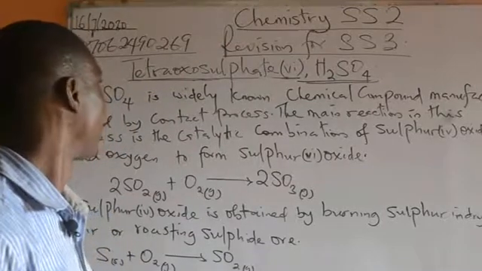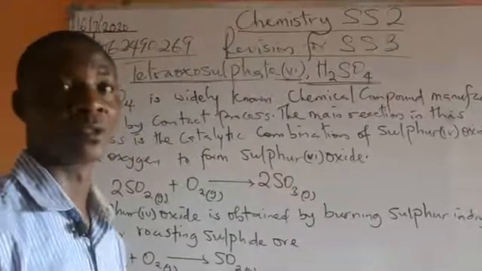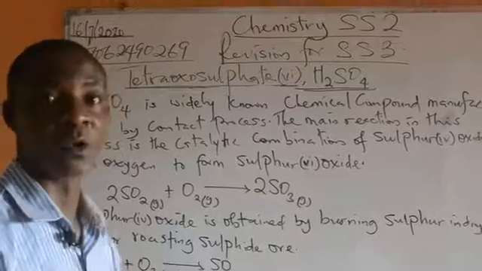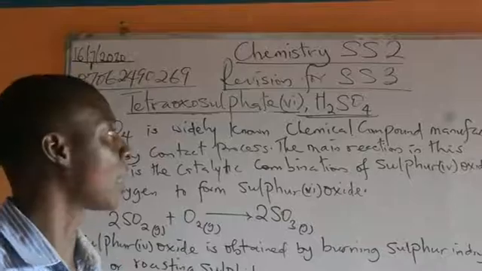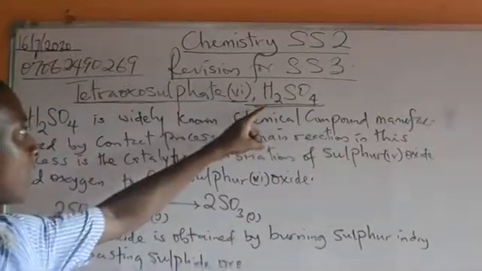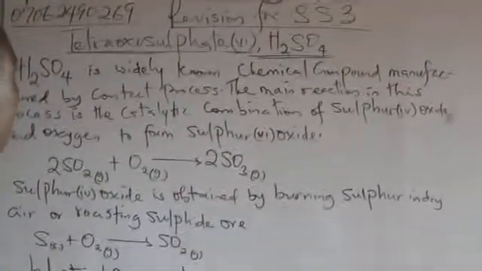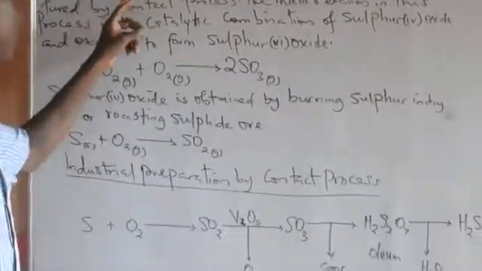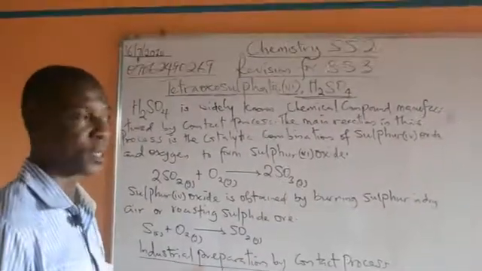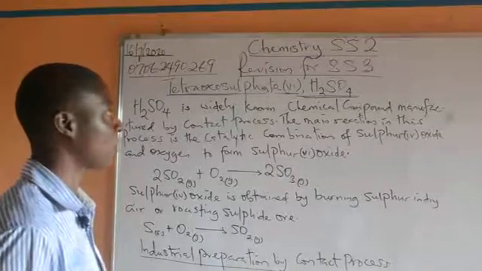So this week we are still on sulfur and its compounds. One of the compounds formed by sulfur is tetraoxosulphate 6-oxide, that's the chemical formula there, H2SO4. Tetraoxosulphate 6-oxide is a widely known chemical compound with various uses. That's why we say that it's widely known.